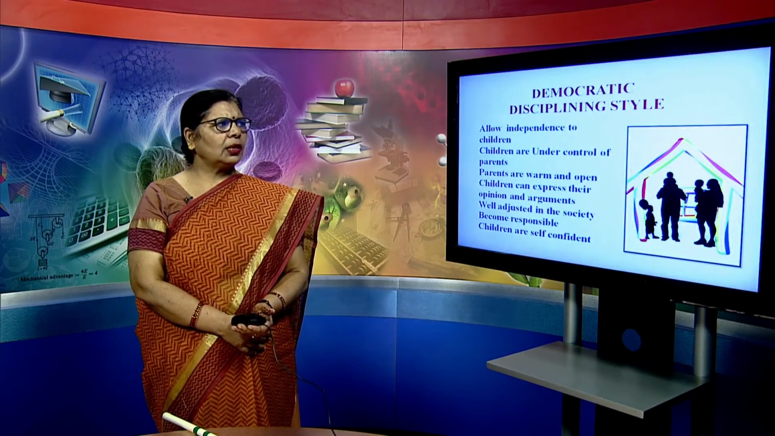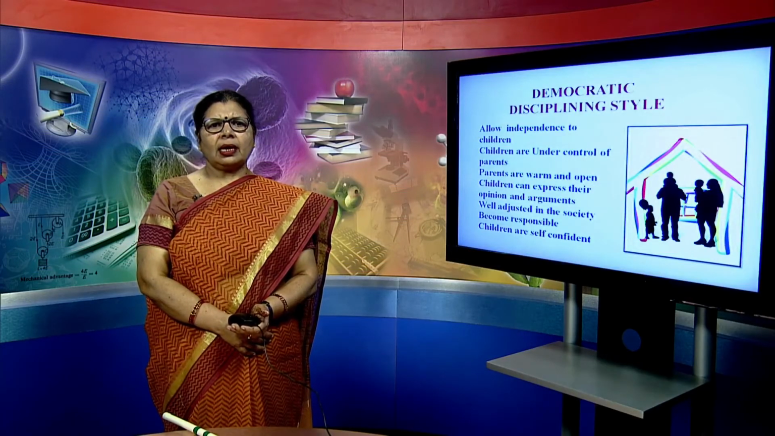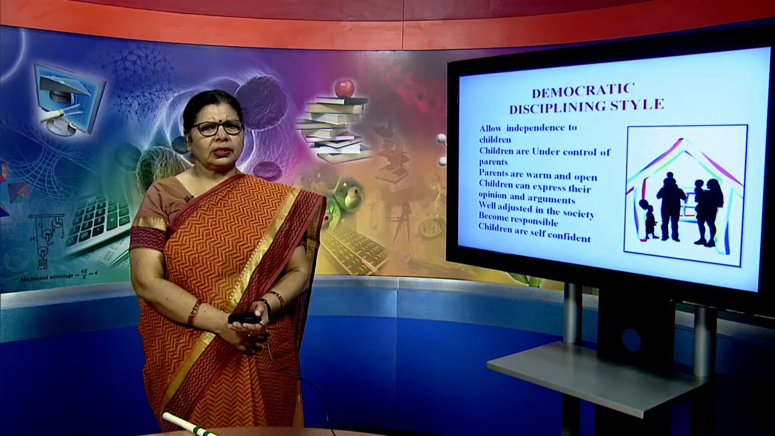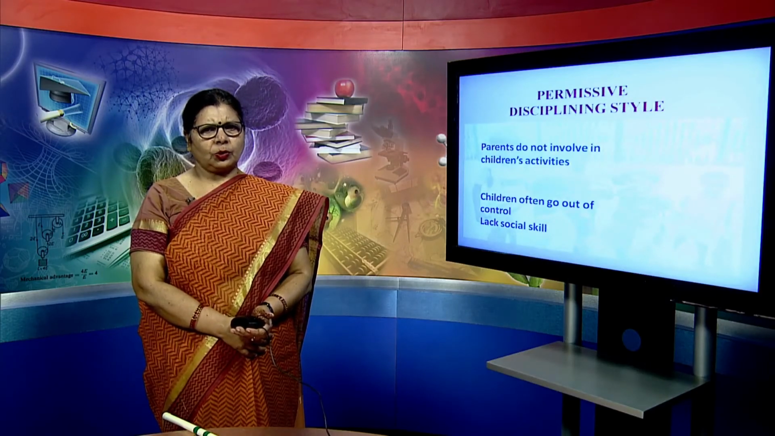Next is the democratic disciplining style. It means the parents allow the children more independence. At the same time, children are under the control of the parents. They keep watch, they keep guiding the children. Parents are warm and open, and children can also express their opinions and arguments. Children are well adjusted in society, become more responsible and more self-confident, which is reflected later in life also.